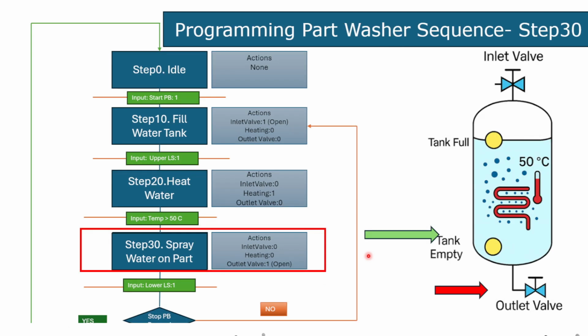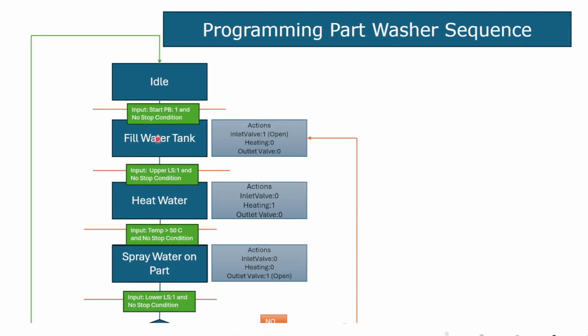And one thing different from the previous, the way we check for the stop button: if we want the sequencer to stop in place, we add another condition in the transition condition, like, hey, start button is pressed and no stop condition. So that way, if somebody hits a cycle stop, the sequencer will stop in position and will not index.